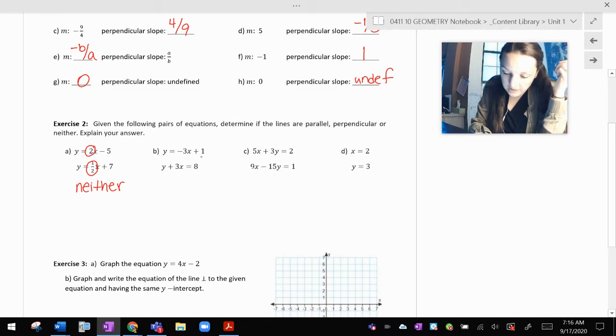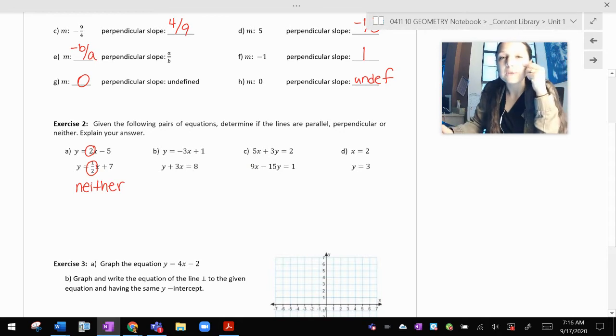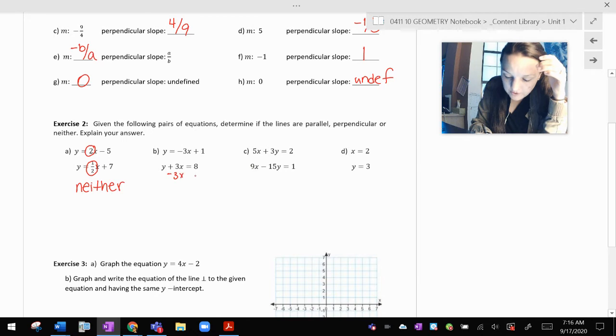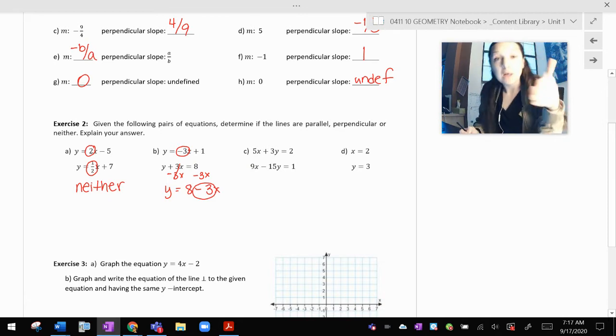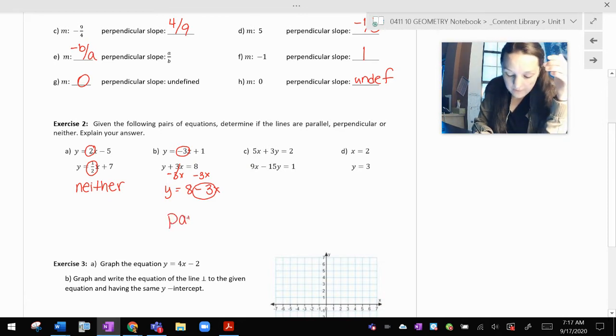All right, y = -3x + 1, y + 3x = 8. I really should get these both in y = form so I can identify the slope. So I'm going to subtract 3x and say y = 8 - 3x. Okay, so my slope is the number in front of x, which is -3, and -3 again. Parallel lines have equal slopes. These are parallel.